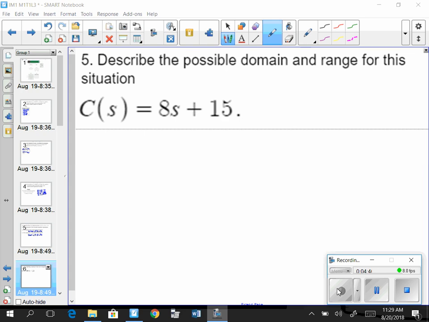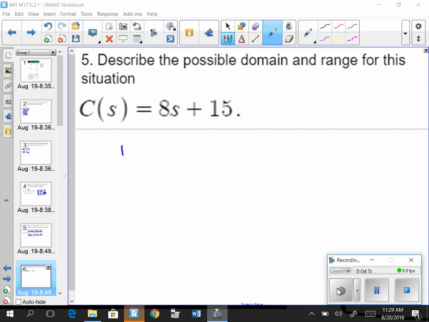This question's a little tricky. Describe the possible domain and range of this situation. Well, we can have as many shirts as we want, starting with 0, ending at, who knows, infinity. However, we can't just choose any number. We can't have -7 shirts. We can't have 3.5 shirts.